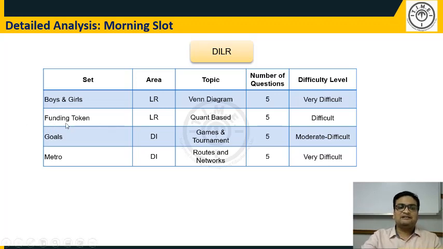The second set in order is the set on tokens. Basically, the set was about how the investment would be done for different individuals based on the tokens given by the investors. It was a set which was heavy on numbers. Any student who had a good grip over the numbers topic, factorization and all, would not find it so difficult.